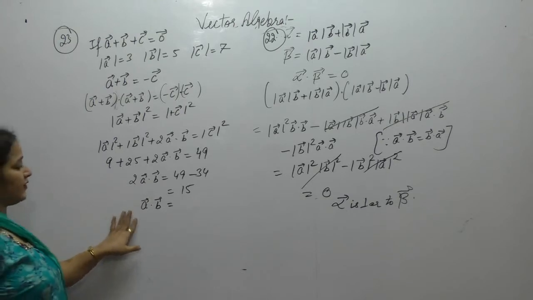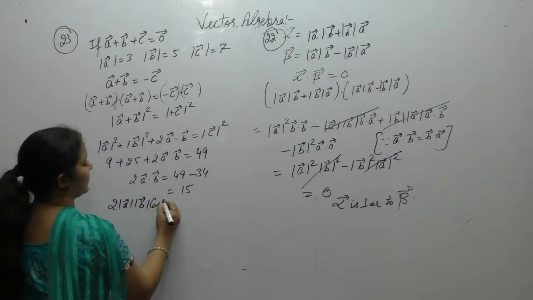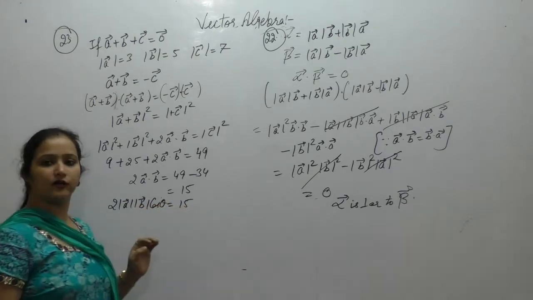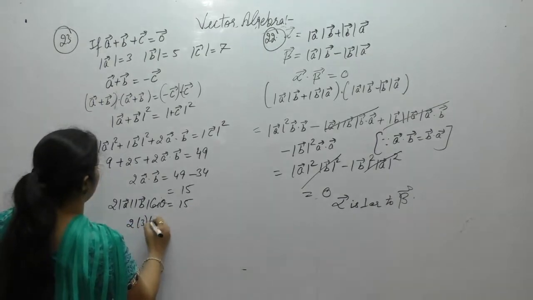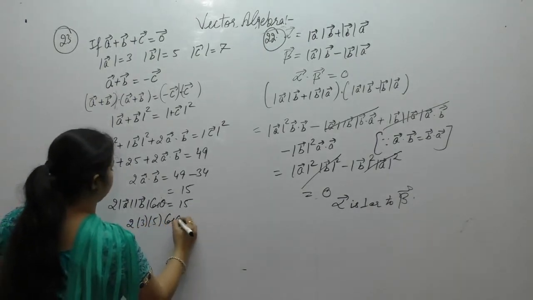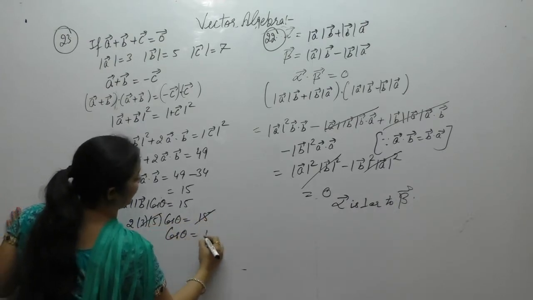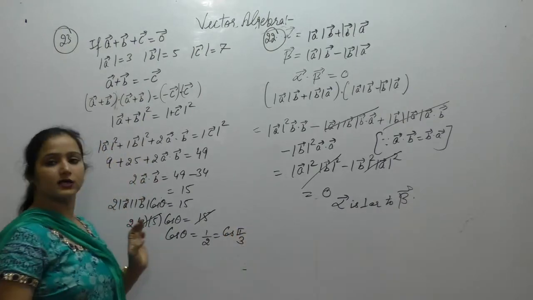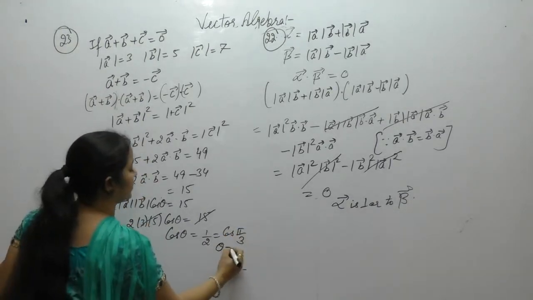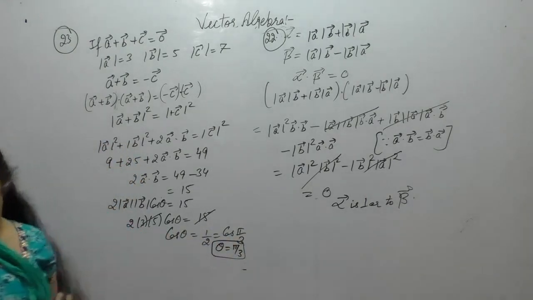now we will use the formula here. A dot B is modulus of A modulus of B cos theta, because we want to find the value of the angle. Now modulus of A has value 3, B has value 5. So cos theta has value 1 by 2. 1 by 2 is the value of cos 60 degrees. Therefore the value of theta is pi by 3.